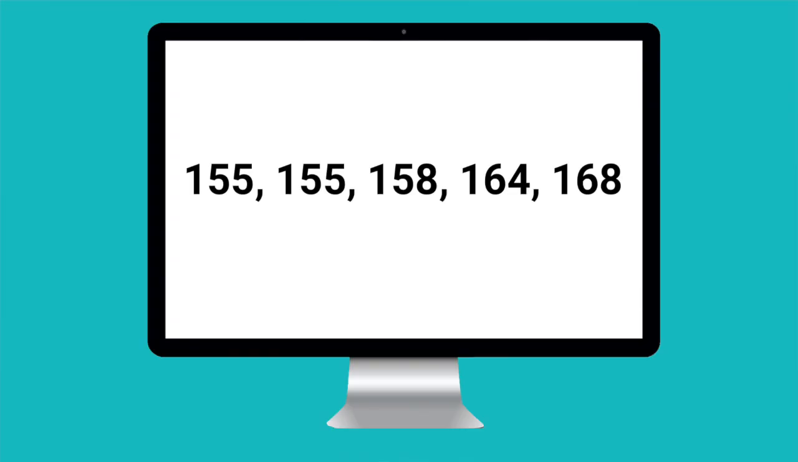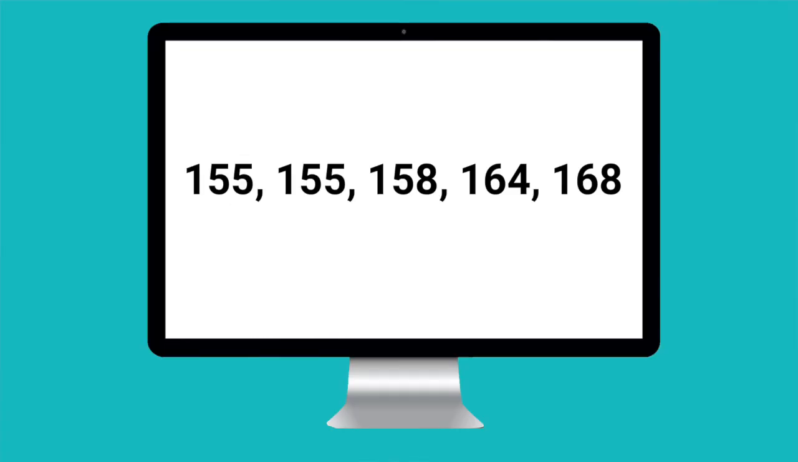Median. You can remember the definition by thinking about the median on a highway. The median in driving is the middle of the road, and the median in math is the number in the middle. Find the median by listing the numbers in order from smallest to largest. 155, 155, 158, 164, 168. 158 is right in the middle and is the median. If there are two numbers in the middle, find the mean of those two numbers to determine the median.